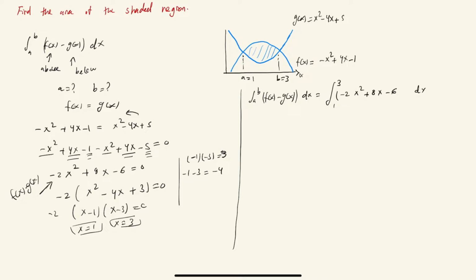Now we just plug that into a calculator, and the result is going to be 2.667. That is the area of the shaded region in blue.